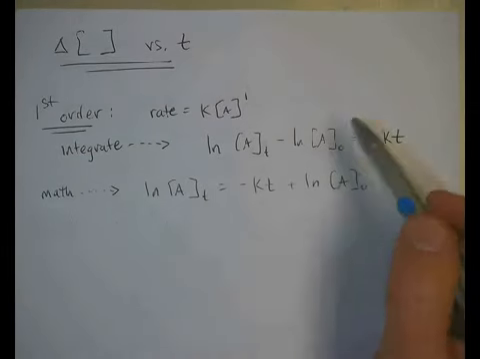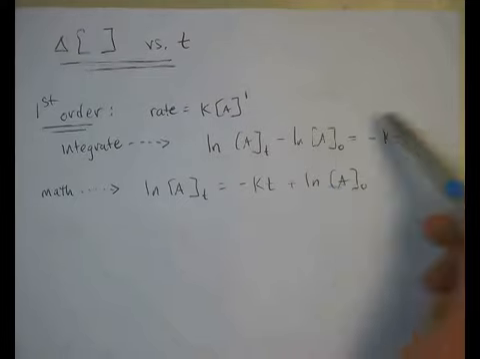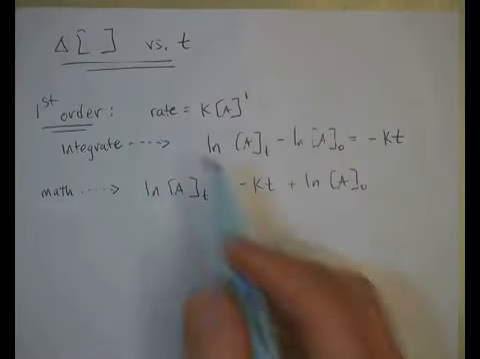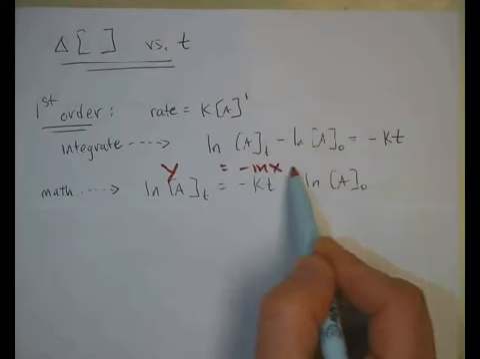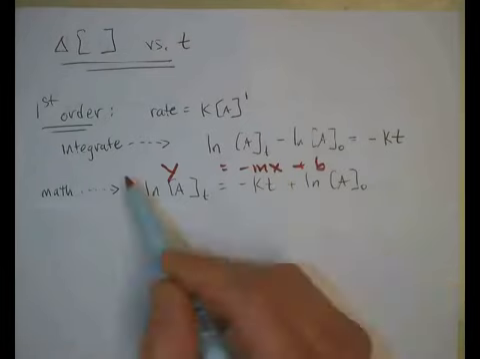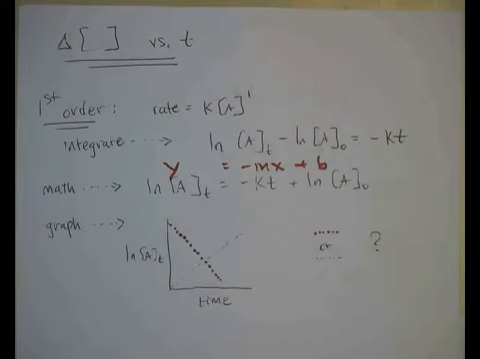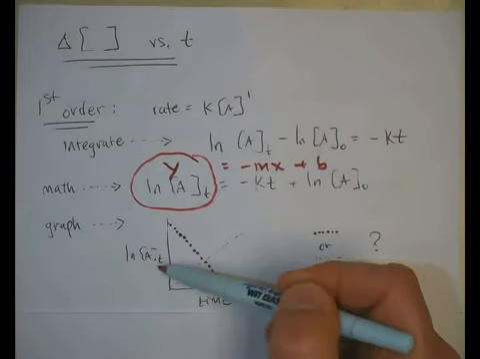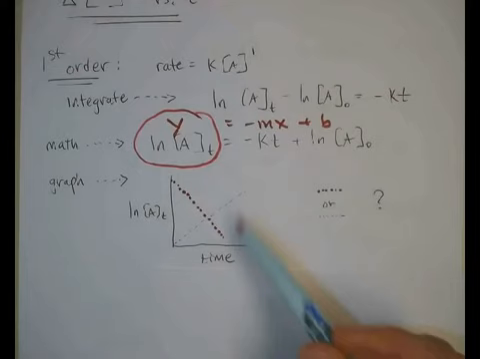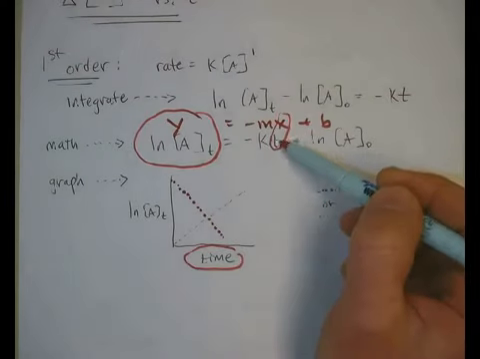Now, if you do a little bit of math to this equation and you take the natural log of A original and put it on the other side of the equation, you've created an equation in the form of y equals mx plus b, which of course is a straight line equation. And you could graph this, putting the natural log of A on the vertical axis and time on the horizontal or x-axis.